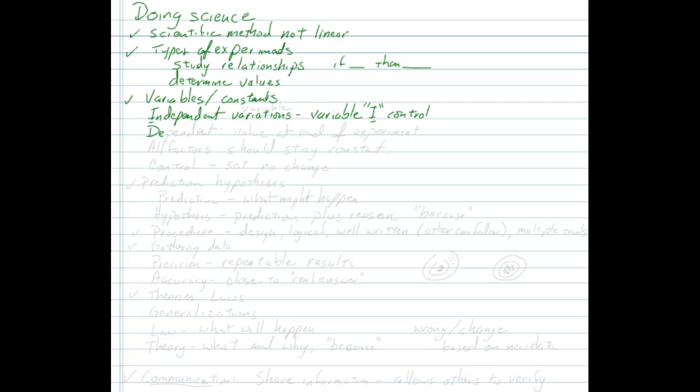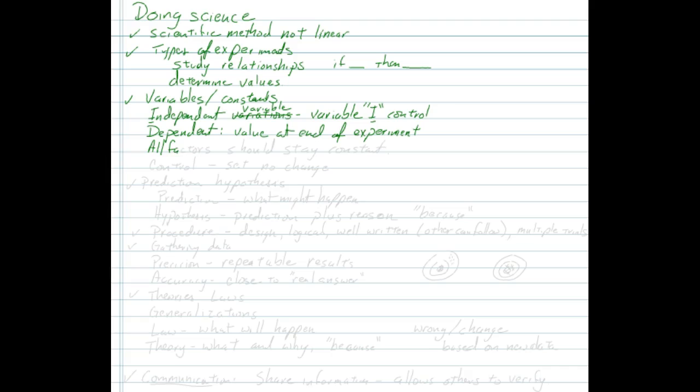The dependent variable is the variable that you're trying to find. It's the value at the end of the experiment. It's the answer, if you will. So the dependent variable is the answer to the question. The independent variable is the variable that I am adjusting, changing.